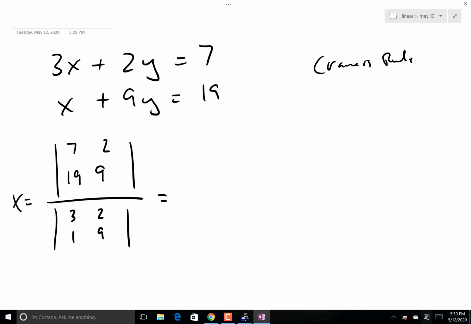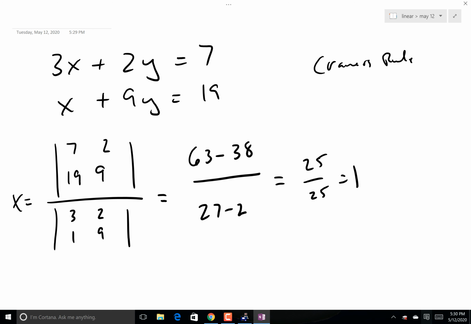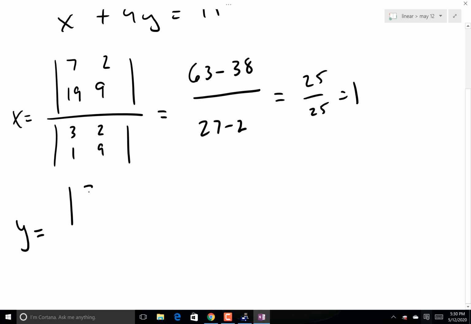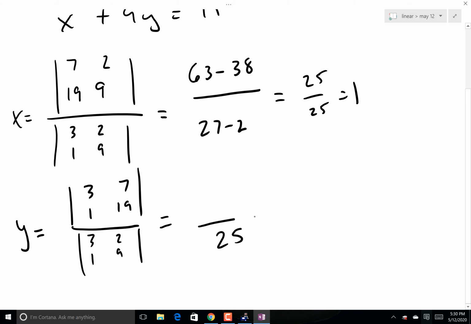So this is going to be 63 minus 38 over 27 minus 2. So that's 25 over 25, which is 1. For y, you would do 3, 1, 7, 19. Again, replace the y's with the answers. The bottom stays the same, which means the bottom is just 25 still. The top is going to be 57 minus 7 is 50. 50 divided by 25 is 2. Ta-da! Your answer is 1 and 2.